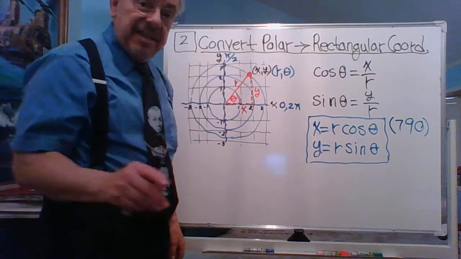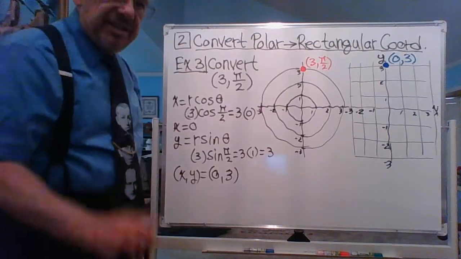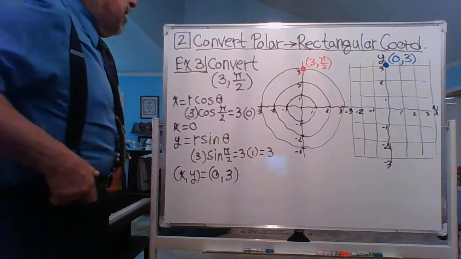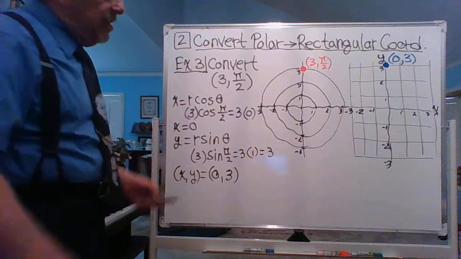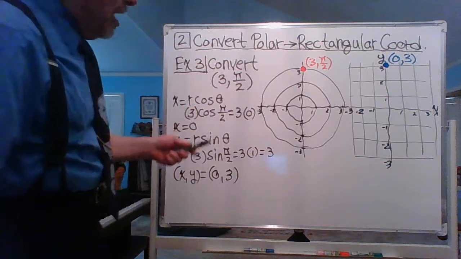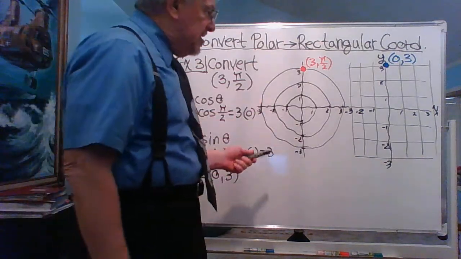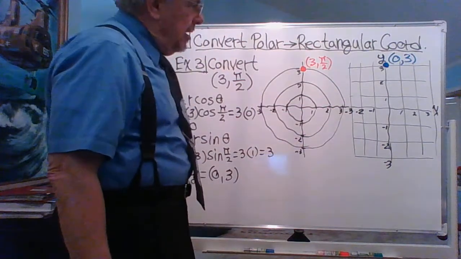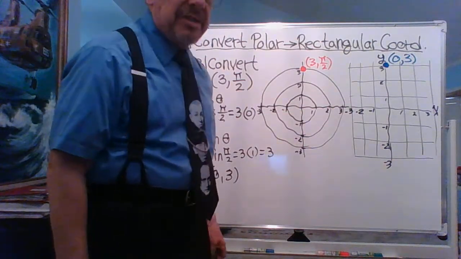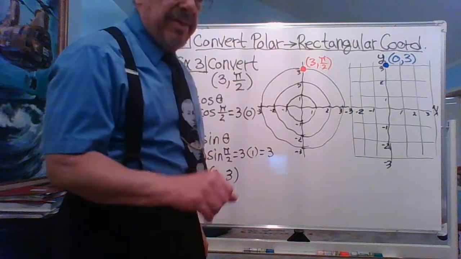So let's look at these in some examples. So this is example 3. And we want to convert the point in polar coordinates 3, pi over 2. So right over here I have the polar coordinate system and the rectangular coordinate system laid out side by side. And they do that in the book also.